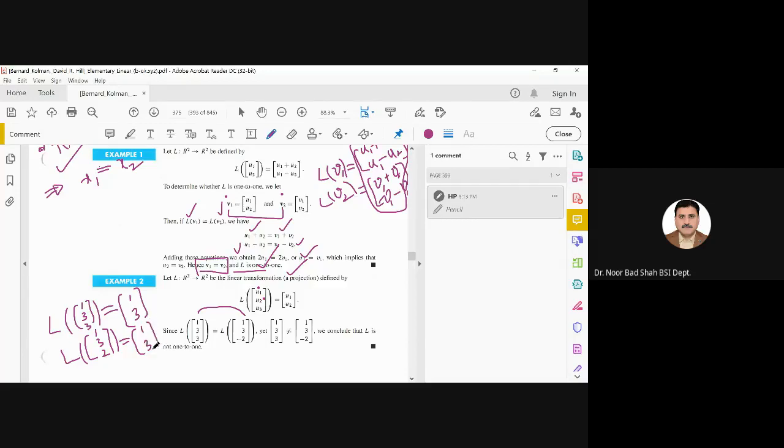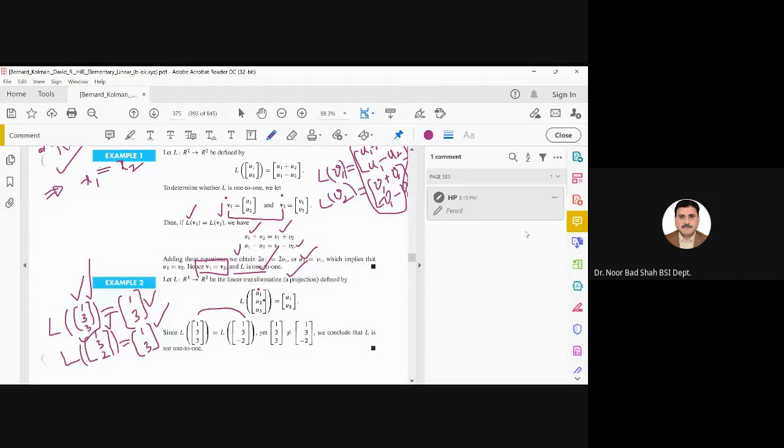You see, these two are different, aren't they? (1, 3, 3) and (1, 3, 2) are different, but their image, their output, is the same. Whenever that's the case, the function will not be 1-1. So this function is not 1-1, because for two different values u1 and u2 we are getting the same output. So this transformation is not 1-1.